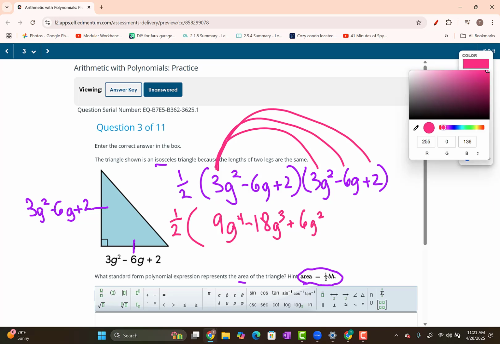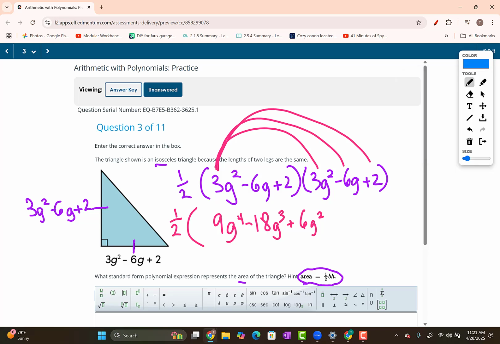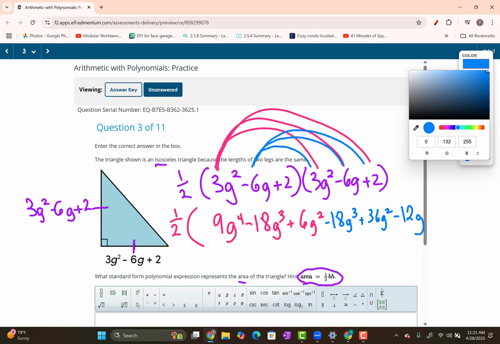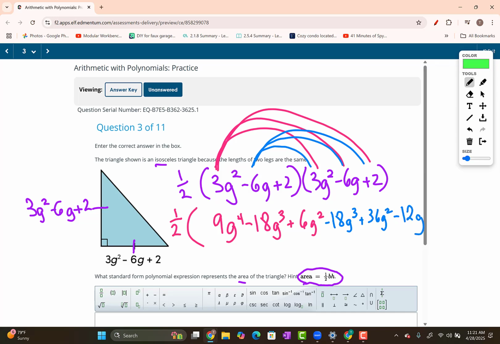And then let's just pick a different color. Distribute the negative 6g. Negative 6g times 3g squared is negative 18g to the 3rd. Negative 6g times negative 6g is positive 36g squared. And negative 6g times 2 is negative 12g. And then finally, distribute the 2.